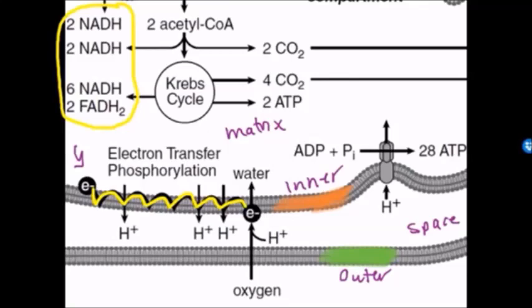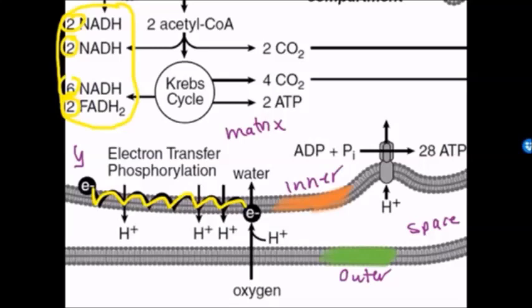So per glucose, we actually have a total of 10 NADHs. I hope we can see 6 here, 2 here, 2 here. That's 10 NADHs, and then we have 2 of our FADH2s, and those are being dropped off here. So a lot of electrons are being dropped off.